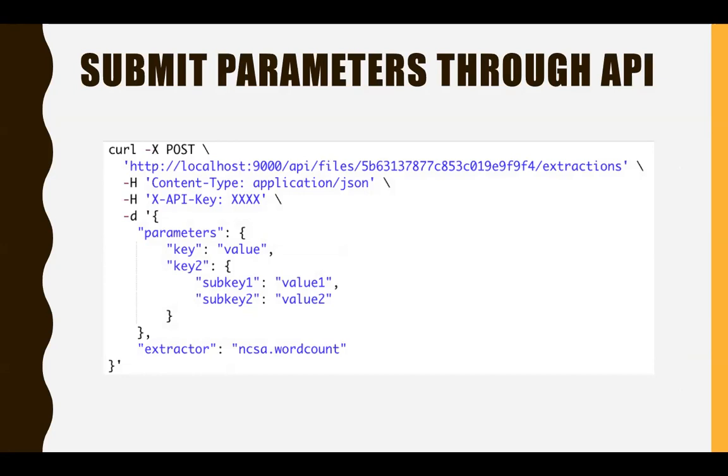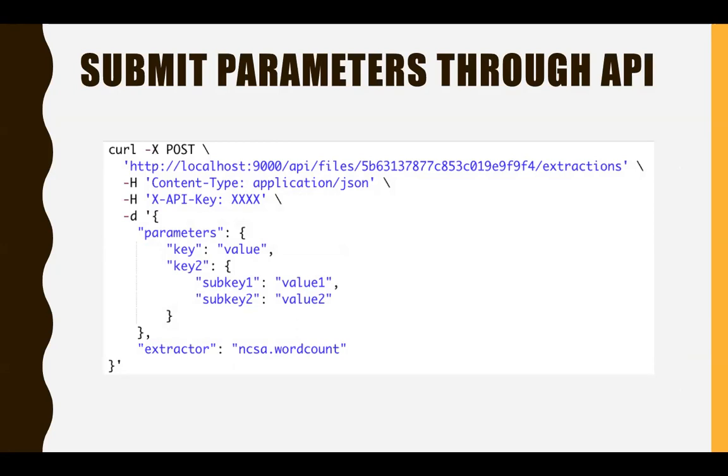One of the things that is not clear to most is that when you do that same submission of a file to an extractor through the API, you can actually provide parameters. This is something that we're asked quite a bit about. We have some really basic support, but if you do the submission, and this is a submission to the NCSA word count extractor of a specific file there at the top, what you can see is that you can have a parameter subdocument with an arbitrary nested set of key value pairs.